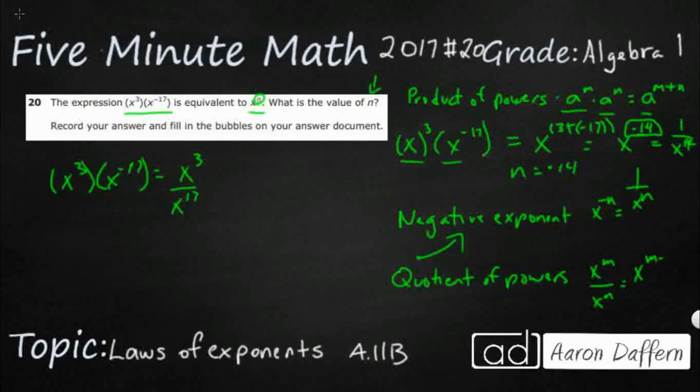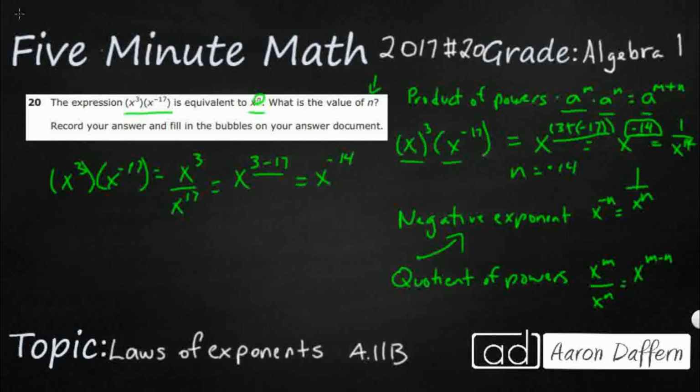Now you end up subtracting the two. Okay, so that means same base, since we're dividing, subtracting the two, 3 minus 17. We've seen that before. This was 3 plus negative 17. This is 3 minus 17. It ends up the same. X to the negative 14th.